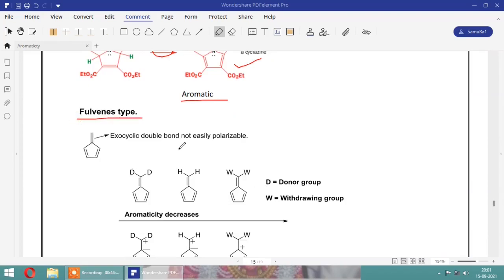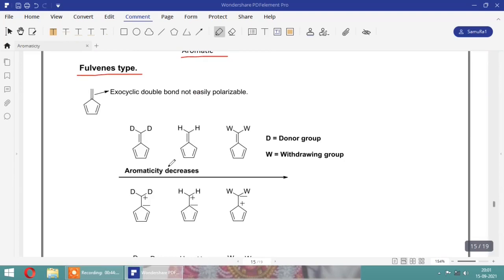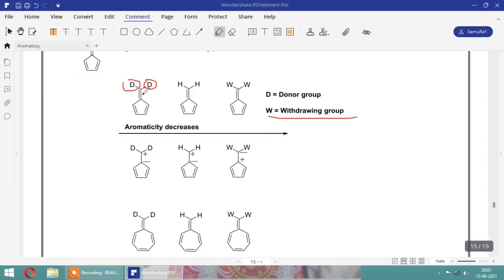When this fulvene is having an exocyclic double bond which can be easily polarized. Now D is a donor atom, W is a withdrawing group, aromaticity decreases. If the double bond contains a donor atom, it is more aromatic. If it is a withdrawing group, meaning chlorine, fluorine, like that, then the aromaticity will get decreased.